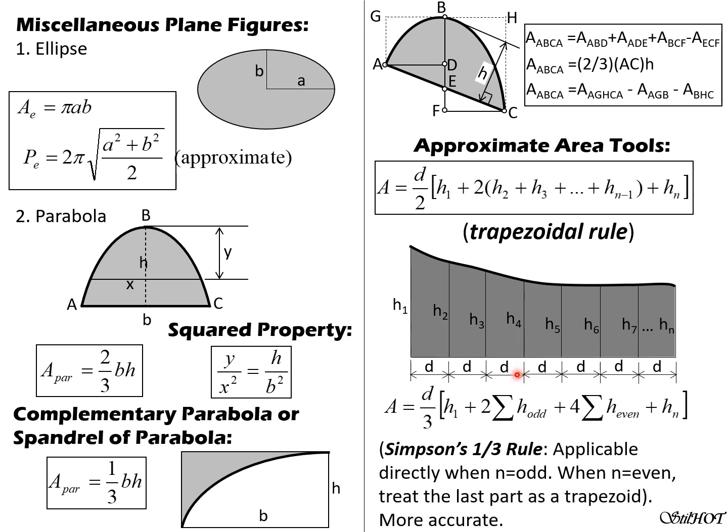So again, trapezoidal rule: d over 2 quantity h1 plus 2 times summation of intermediate offsets, heights, and plus the last. For Simpson's 1/3 rule, it's a bit complicated, but can be derived again. Just follow the principle: applicable directly if n is odd, but when n is even, treat the last part as a trapezoid. So it is d over 3 quantity h1 plus 2 times summation of h odd plus 4 times summation of h even, then plus h sub n. And this is more accurate.